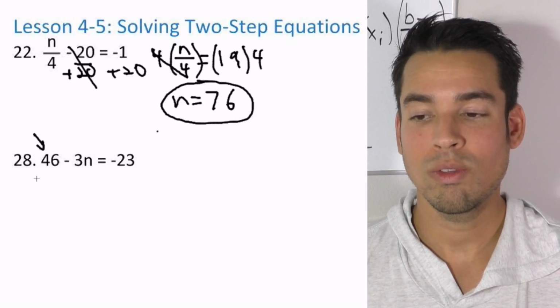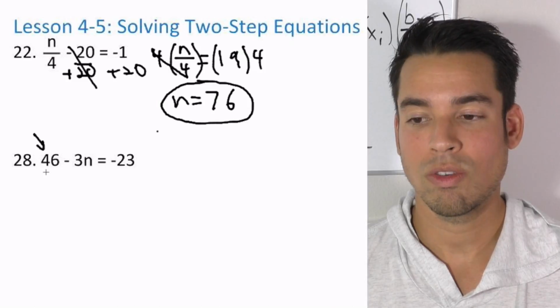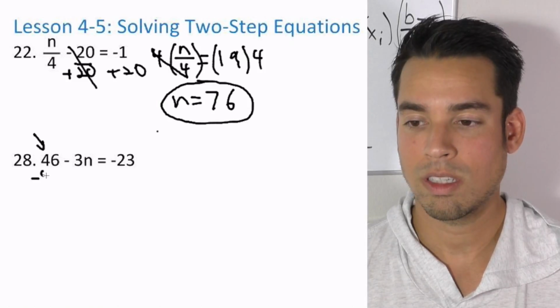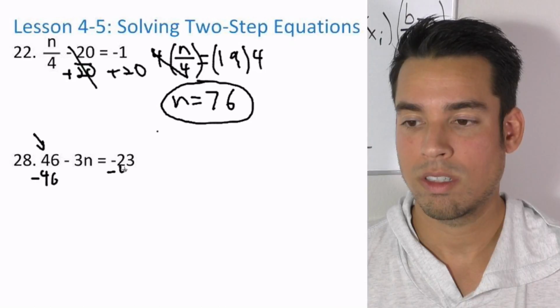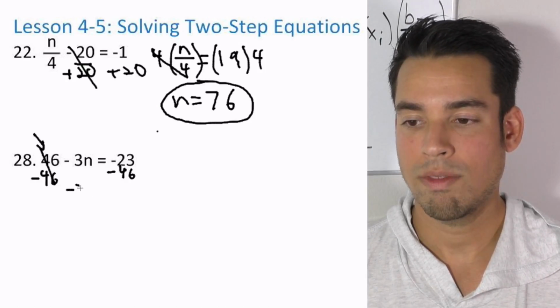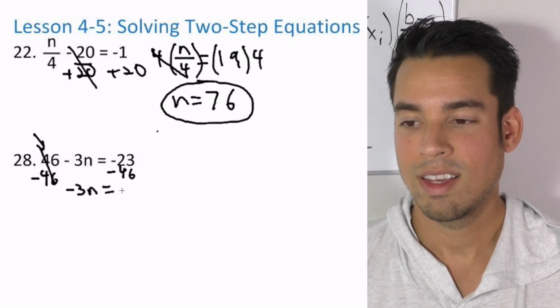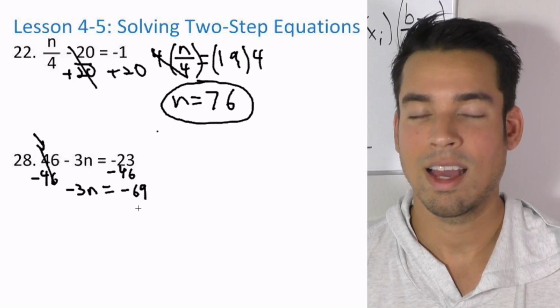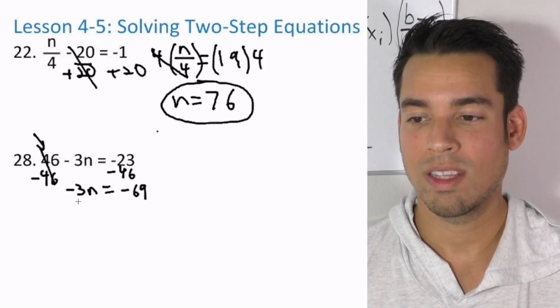So we want to think, how do we get rid of this? How do we turn this into a 0? It's a positive 46. We got to subtract 46 from both sides. That cancels this out. We're left with -3n equals 46 plus 23, -69.